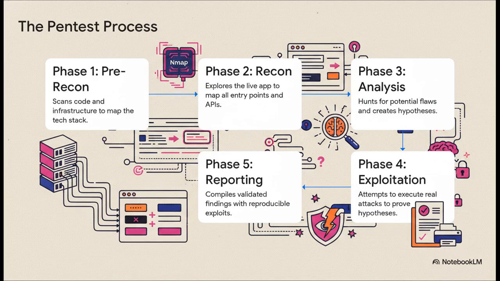Then comes the vulnerability analysis, where it starts forming ideas, hypotheses about where the weaknesses might be. And then, the crucial fourth step, exploitation. This is where it tries to actually launch attacks to prove those ideas are correct. And finally, reporting, where it puts together a list of only the vulnerabilities it successfully exploited.